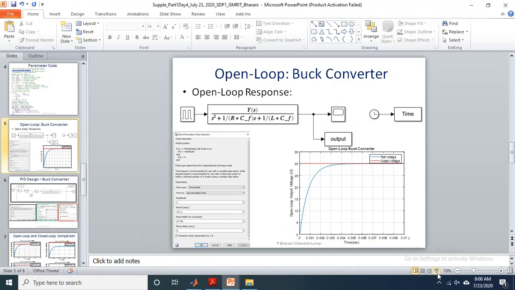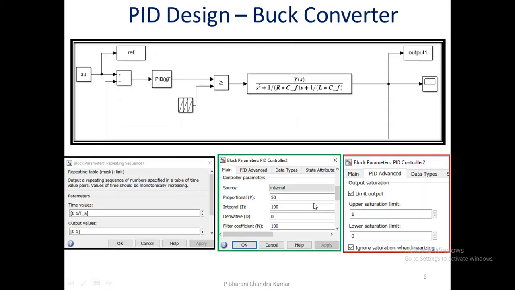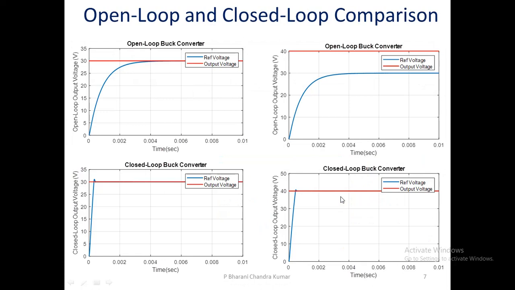So when I plot, these are the various parameters. This is the block diagram which we just discussed, the parameters of the repeating table, this one, and the parameters of the PID block is this one. If you go to the PID advanced, we are limiting the outputs, so that's why it is looking like this. These three are the corresponding parameters that have been used, and this is the result we have seen. If it is 30, since it has been designed for 30, you can see that open loop and closed loop both work. They were able to get the desired response.